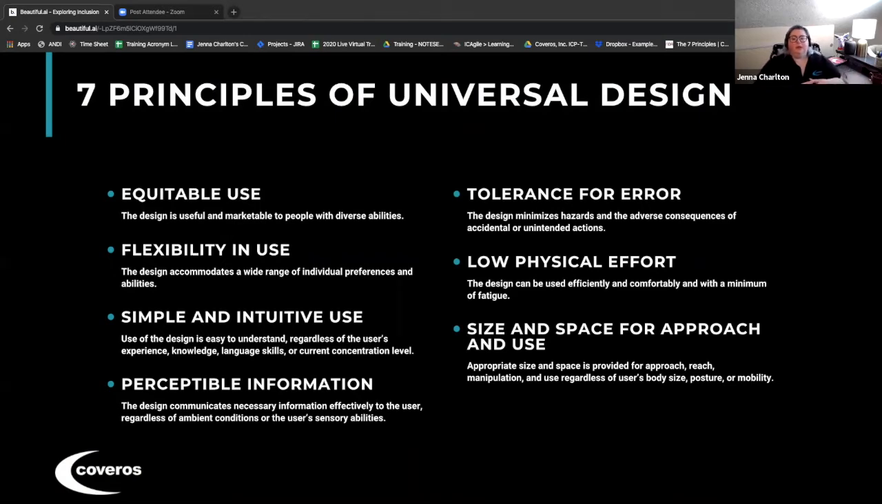So the 7 principles of inclusive design are equitable use, flexibility in use, simple and intuitive use, perceptible information, tolerance for error, low physical effort, and size and space for approach and use. Now these are kind of self-explanatory. They really sort of define themselves.